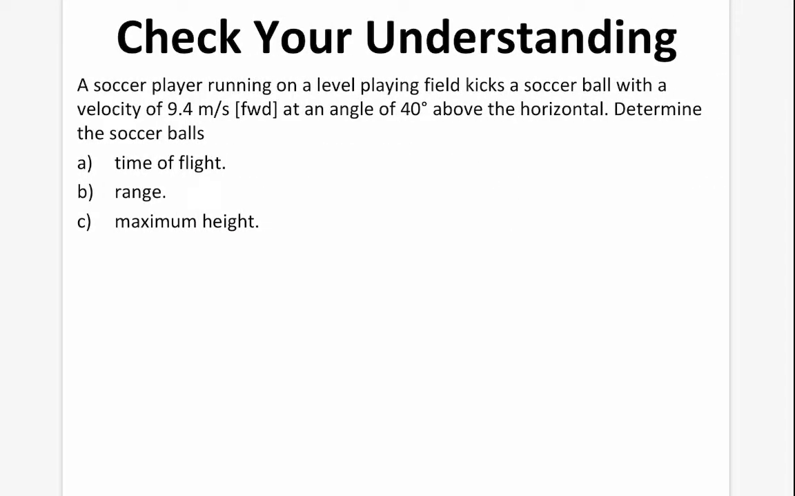So let's try one out. Check your understanding. A soccer player running on a level playing field kicks a soccer ball with a velocity of 9.4 meters per second forward at an angle of 40 degrees above the horizontal. Determine the soccer ball's time of flight, range, and maximum height. So the first thing we need to do is draw out our situation. So I'm just going to draw our field. Here's our projectile. It's going to be kicked at an angle of 40 degrees. And after it's kicked, it's going to follow this motion, and it's going to go like that.